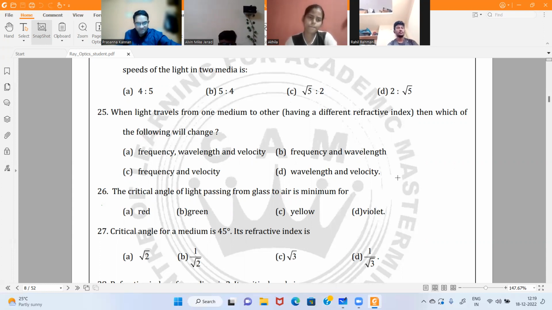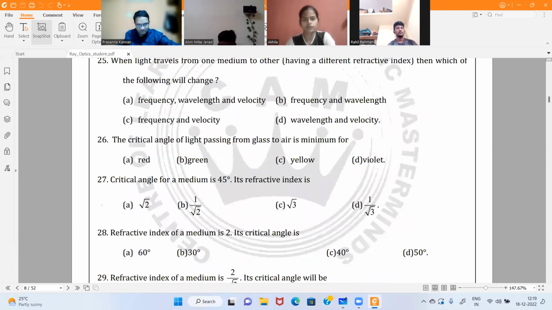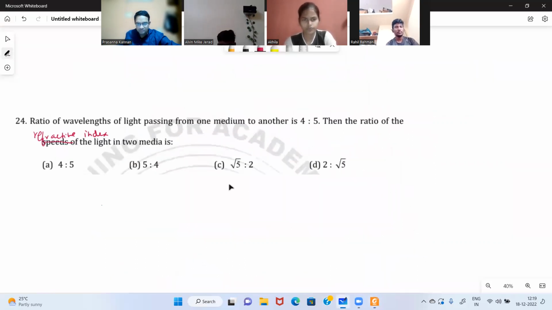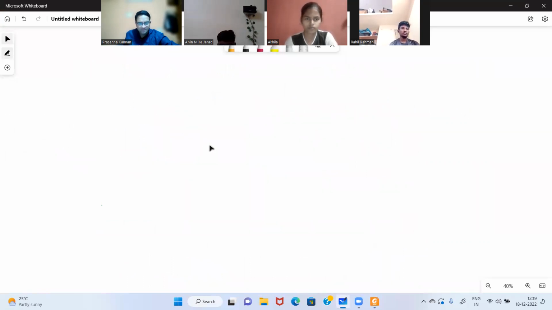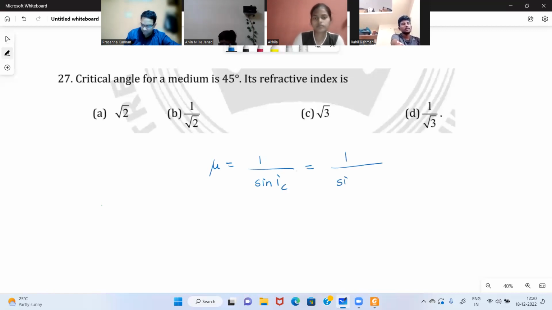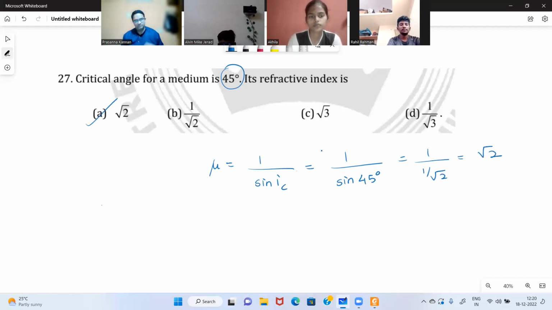Then next one, critical angle for a medium is 45 degrees. What is its refractive index? What is the relationship between refractive index of the denser medium and the critical angle? So it's root 2, sir. Yes, root 2 is correct, because 1 by sine of the angle. What is the angle? 45. And what is sine 45? 1 by root 2. So refractive index becomes root 2.